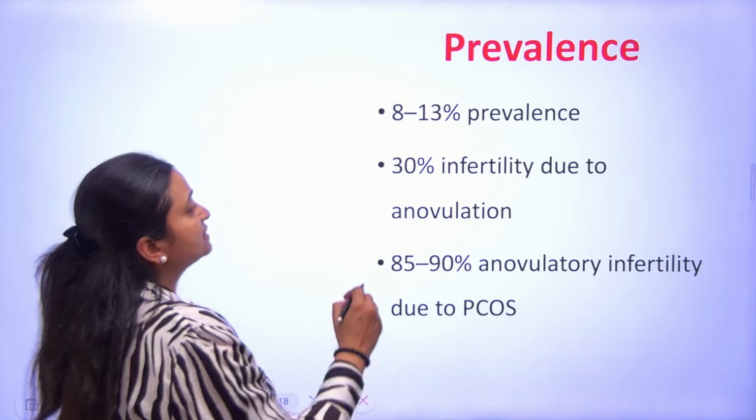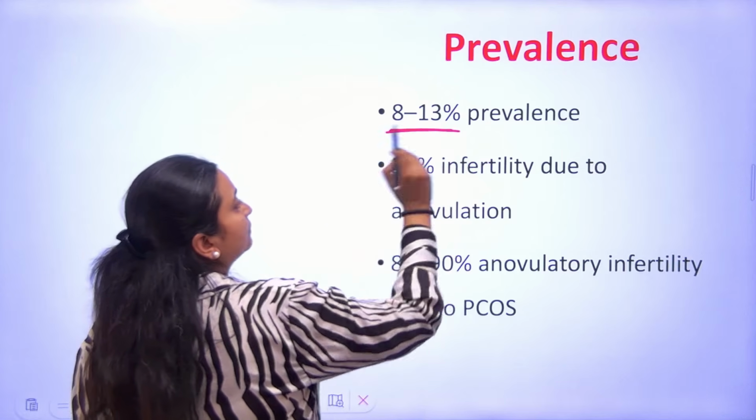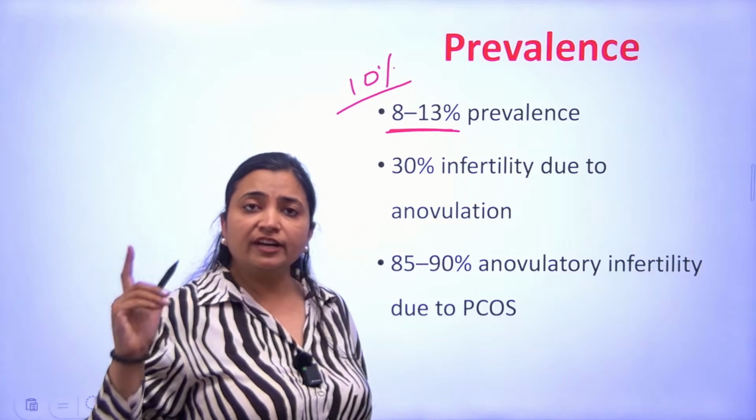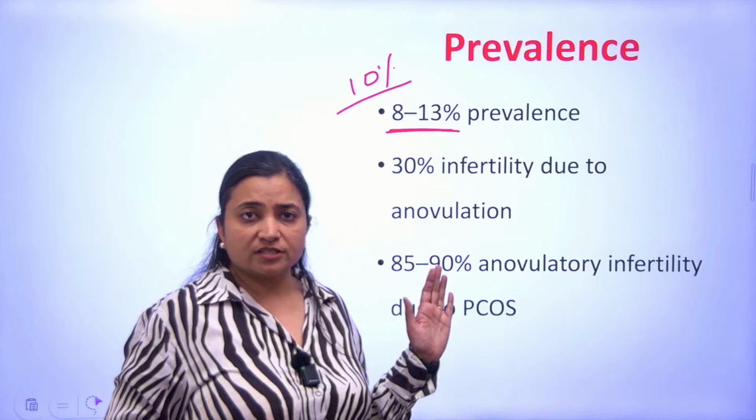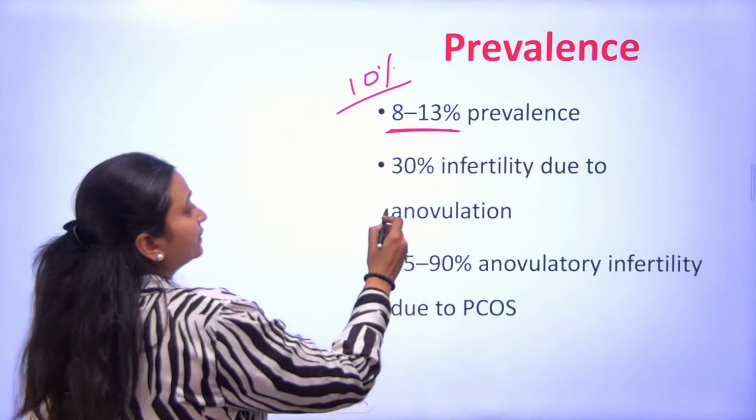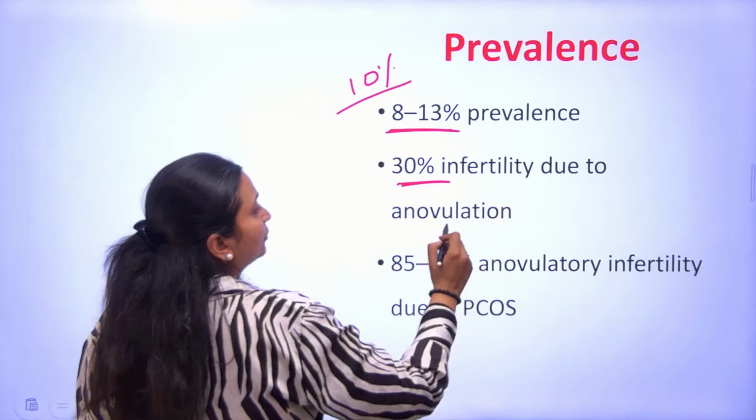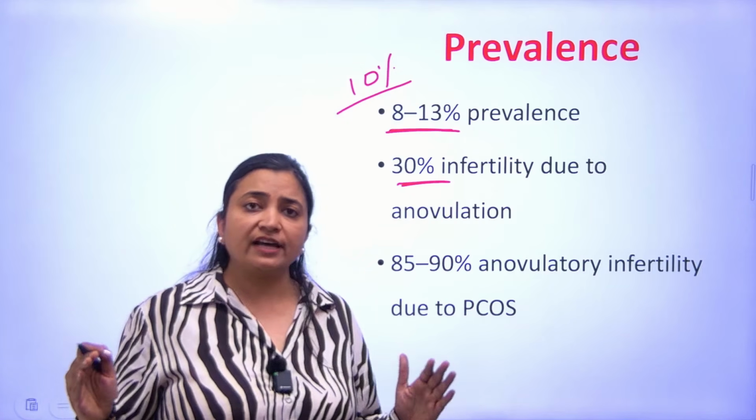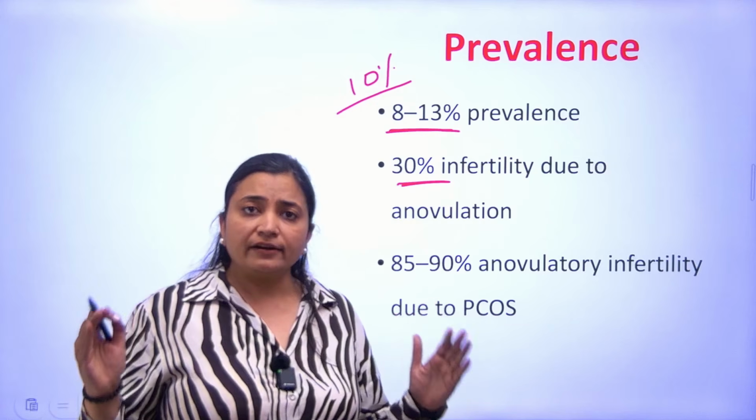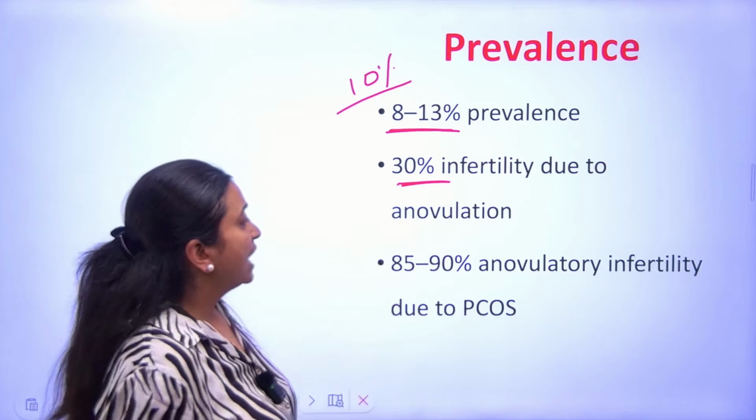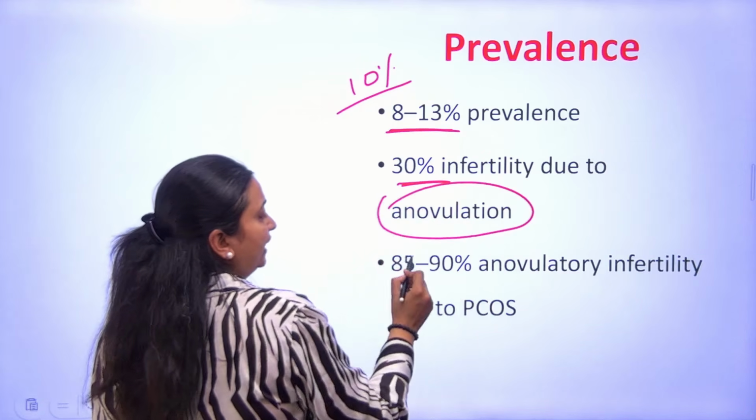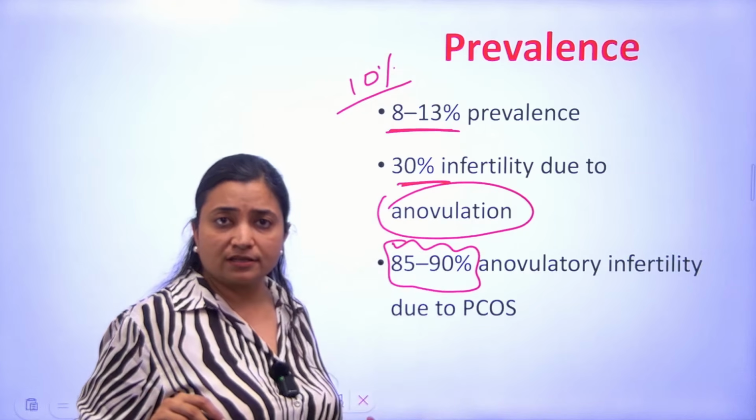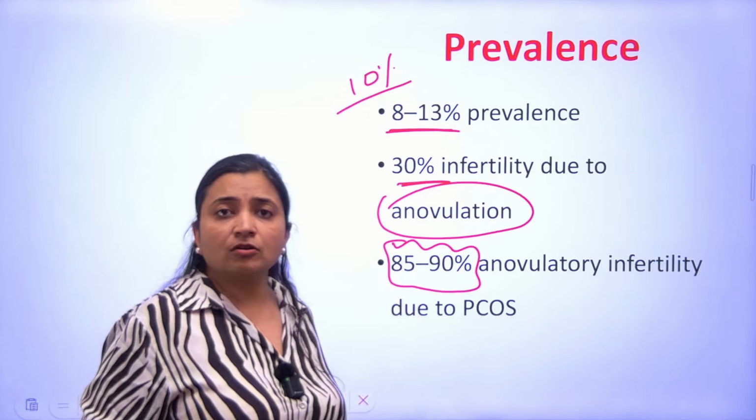Now talking about the prevalence, as I told you earlier, 8 to 13% or around 10%. That means 1 in every 10 women is affected with PCOS. It is such a high prevalence. 30% of infertility is caused due to anovulation. If we see 100 couples who wish to conceive but are unable to, out of those 100, 30 will have anovulation, and out of anovulation, 85 to 90% of anovulatory infertility is due to PCOS. So PCOS is a major cause of infertility.